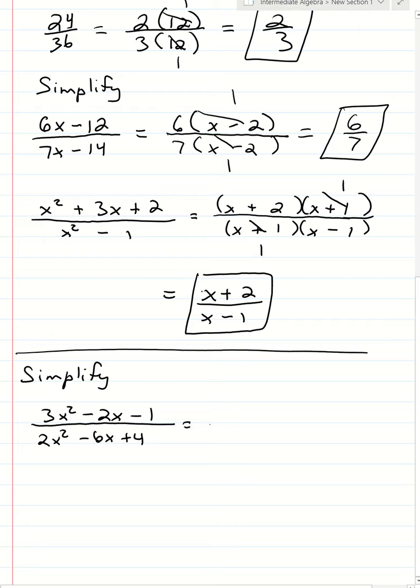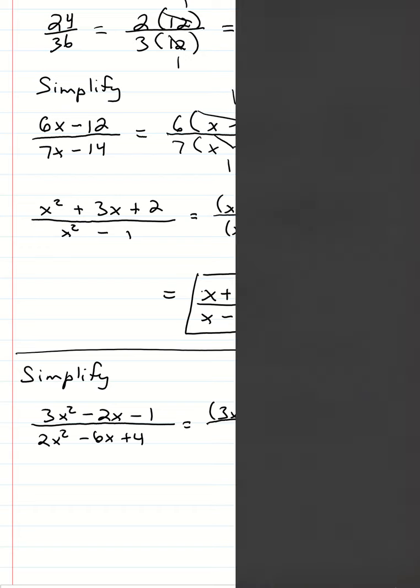Well, from a factoring point of view, if we were to factor this numerator, we would have to have a 3x and an x. We're going to need to have different signs. I'm going to put a plus 1 here, minus 1 here, and of course the factors would have to be 1 and 1.